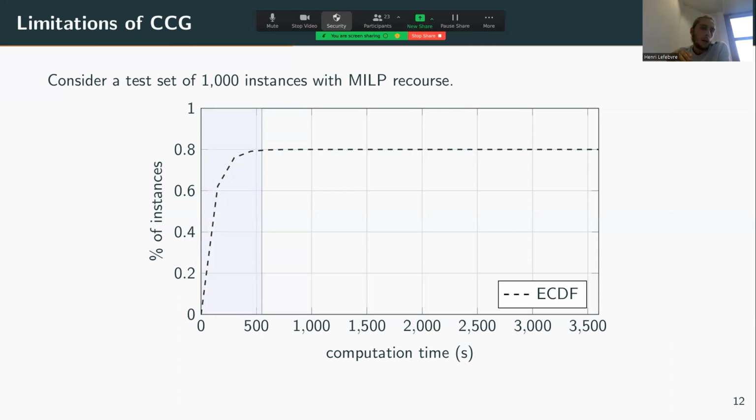But then no matter how much time you add, the solver will not give you the answer, right? So it's like you can solve 80% of the instances and the rest you can just wait forever to have an answer. So what's going on?